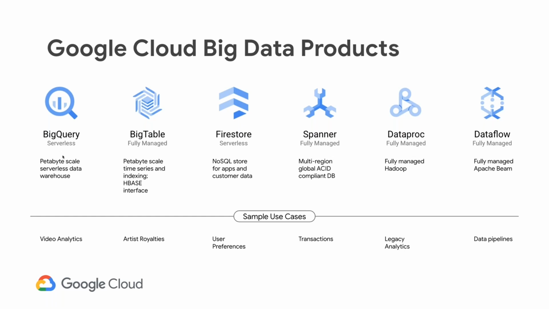There's zero management. If you look at Bigtable, that is again petabyte scale time series. It has an HBase interface. A good use case for that is artist royalty. If you want a time series data flow of which video or which audio file was listened to, so you can calculate how to pay the artists what they're owed for viewership, and also any other type of time series analytics that you want to do, Bigtable is a really great candidate. But the two major ones I want to focus on are BigQuery and Spanner.